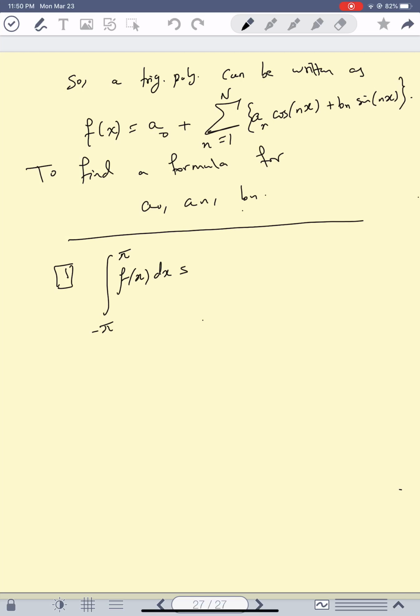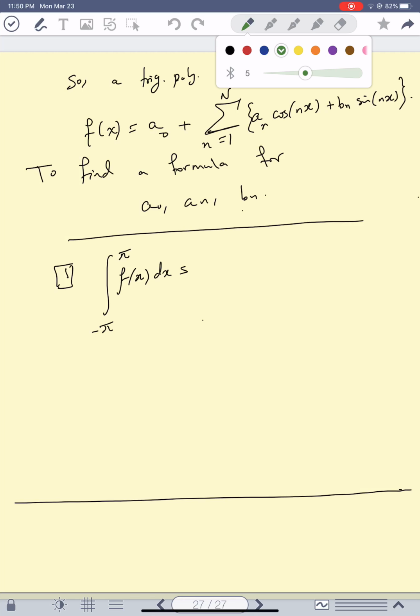So if you integrate from negative pi to pi, let's do some little computations here. Sorry, I'm still having this flu for 3 weeks. This is too much.